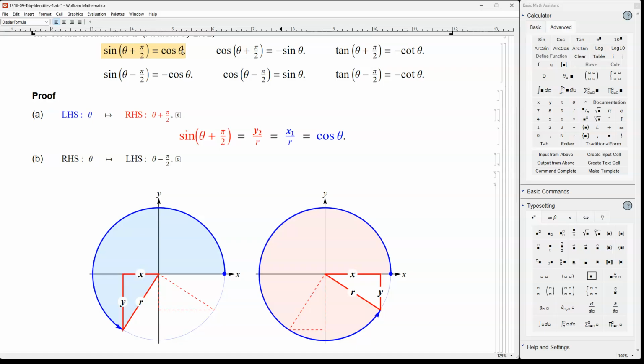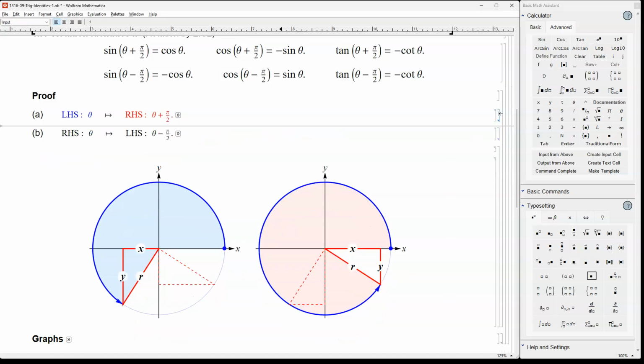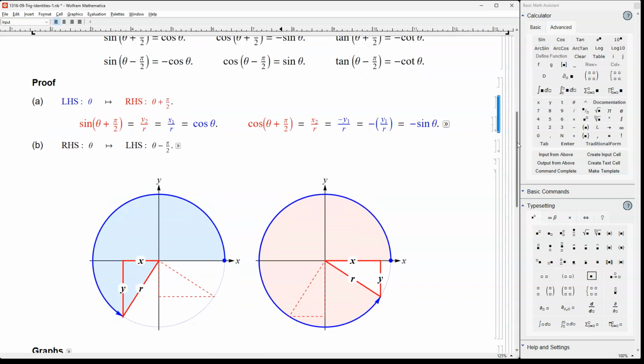Can you do something similar for cosine and tangent as well? Please stop the playback and try. We have to start from this red circle. Cosine is x over r, so express it here, and express those x-coordinates in terms of quantities here. Good luck. For tangent, we need both x and y. Got it? Well, alright, here's the answer key.